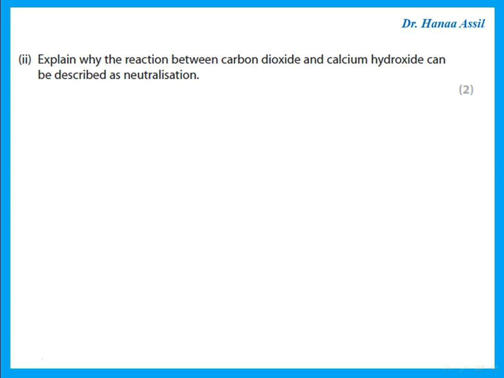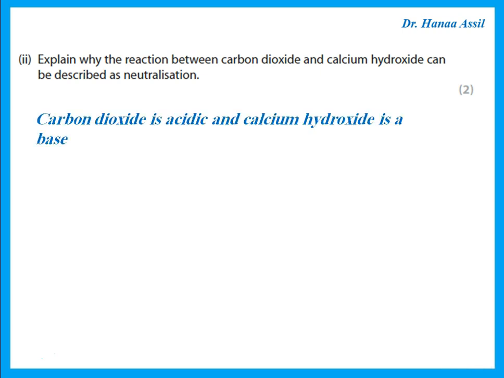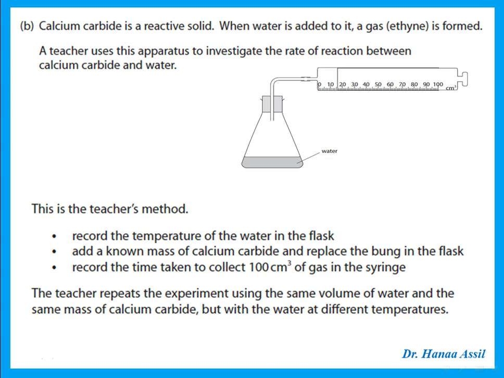Explain why the reaction between carbon dioxide and calcium hydroxide can be described as a neutralization reaction. You should remember, what is a neutralization reaction? It's a reaction between an acid and a base. So which of these is the acid and which one is the base? Of course, you should realize that carbon dioxide is acidic. This is the oxide of a nonmetal, so it's acidic. And calcium hydroxide is a base, so acid plus base gives salt plus water. That is a neutralization reaction.